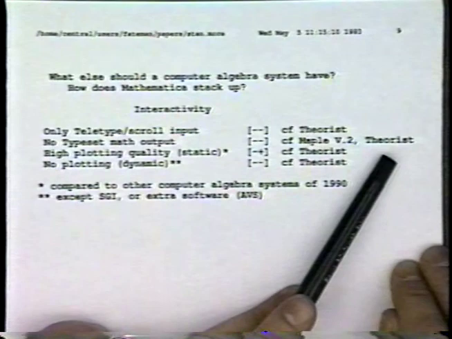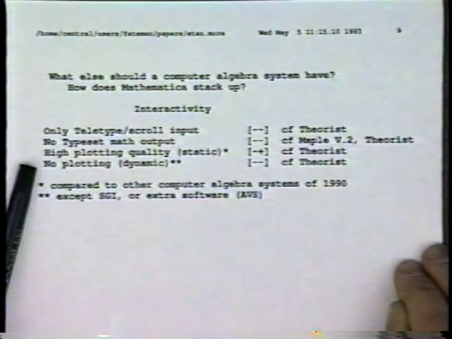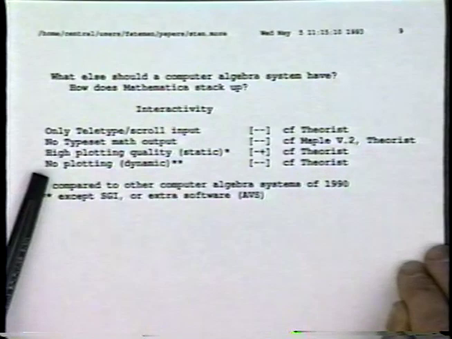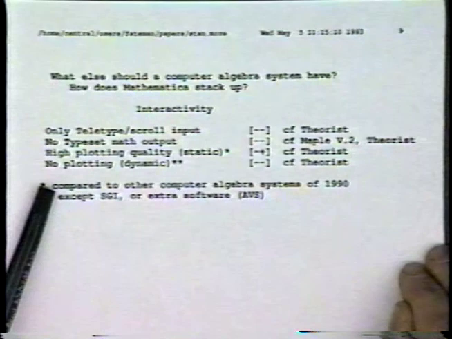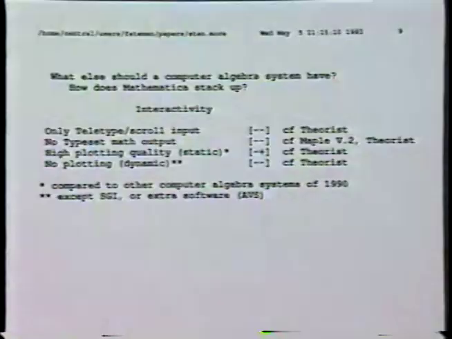There is high plotting quality, but in most versions of Mathematica, it's static. You can't take a surface and turn it. Theorist and Maple allow you to do this in some versions, but only expensive ones, I think, of Mathematica allow you to do that. And once you've plotted something, it's not easy to change what you've done. You have to replot it. Theorist allows you to do this much more interactively.